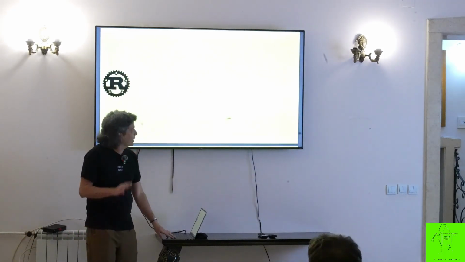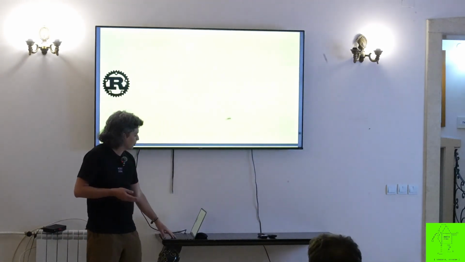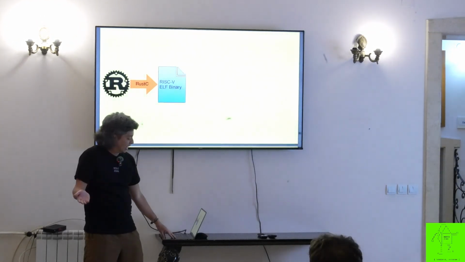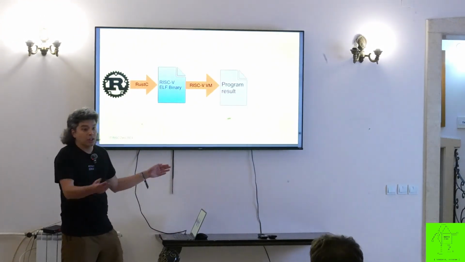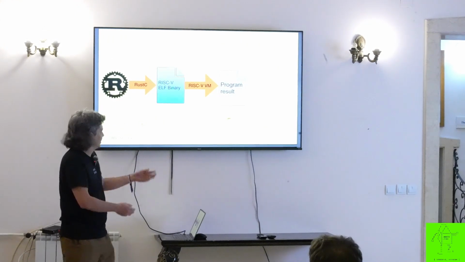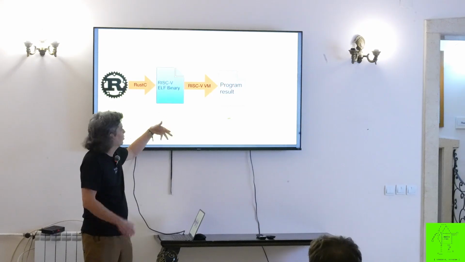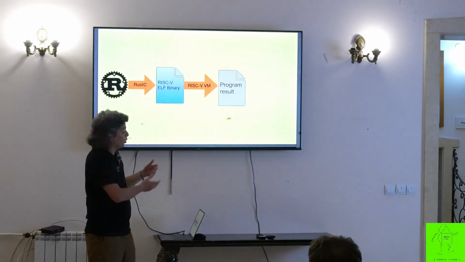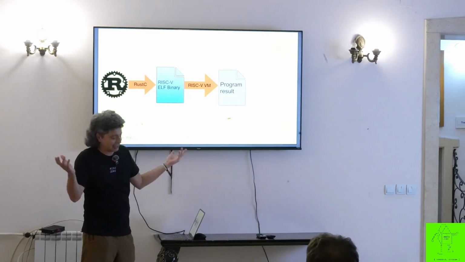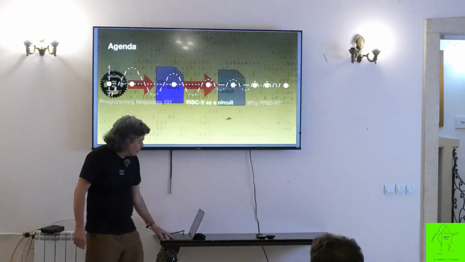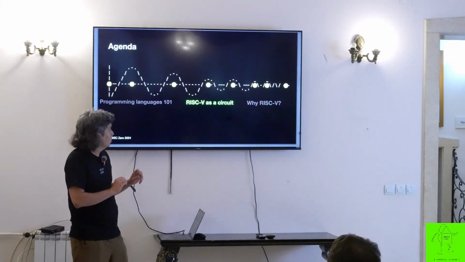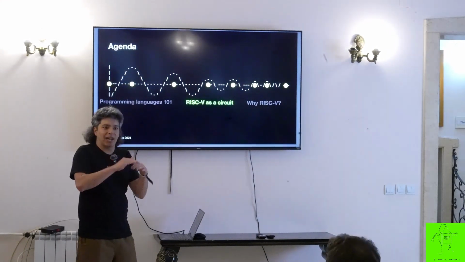So let's go back to the bigger picture here. We start with some Rust. We compile to a RISC-V binary, and then we can use the RISC-V virtual machine to run the program, and it will result in some answer or a state change, or maybe you print hello world to the screen or whatnot. So that was a quick intro into the systems background.